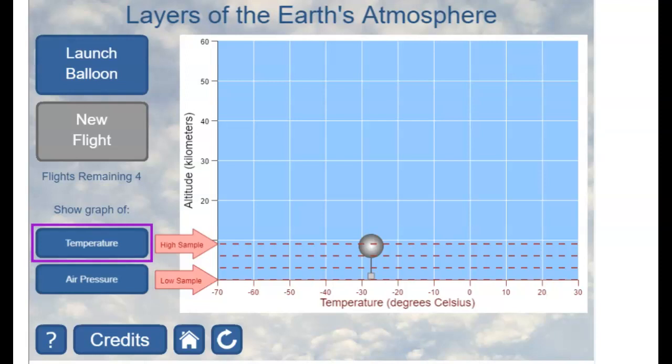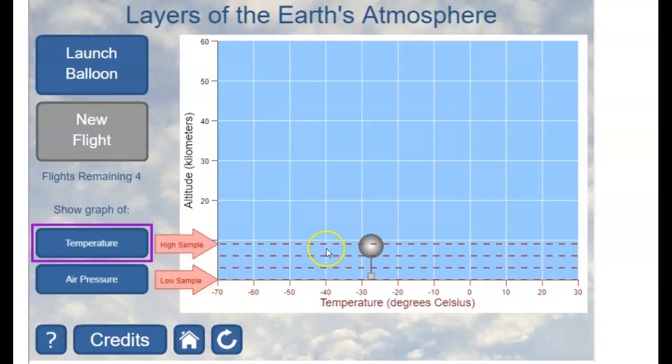Let's try a virtual weather balloon experiment so we can explore some different properties about Earth's atmosphere. We're going to start by looking at temperature, and then we'll look at air pressure at different levels of altitude, so different heights moving up from sea level or the surface of the Earth.